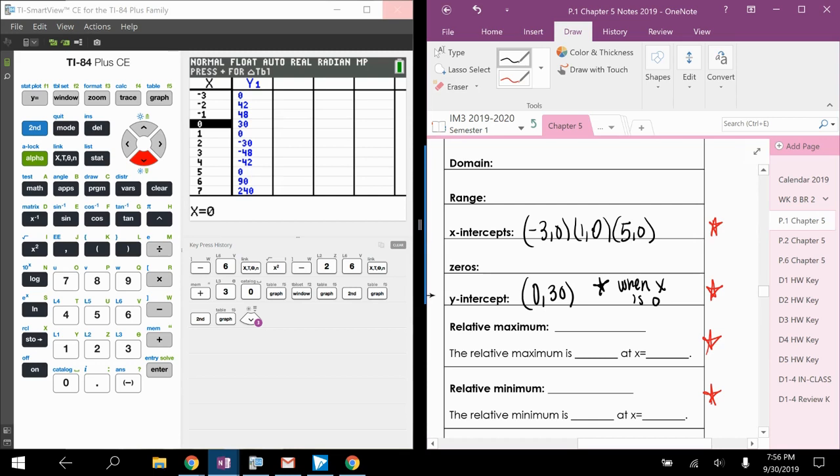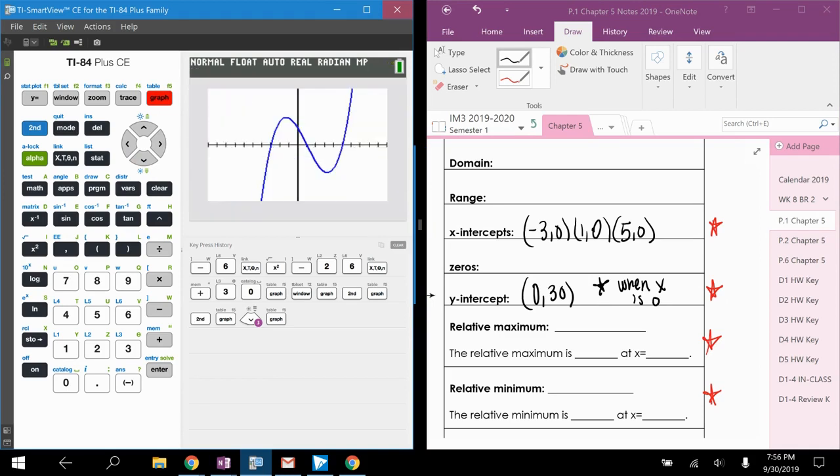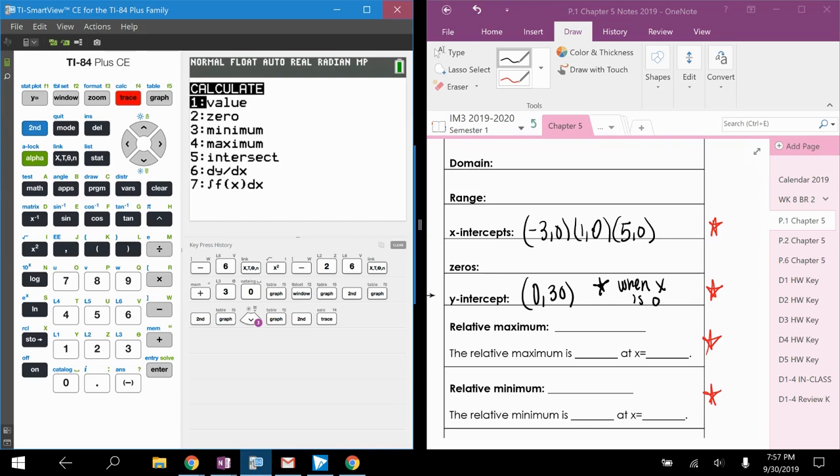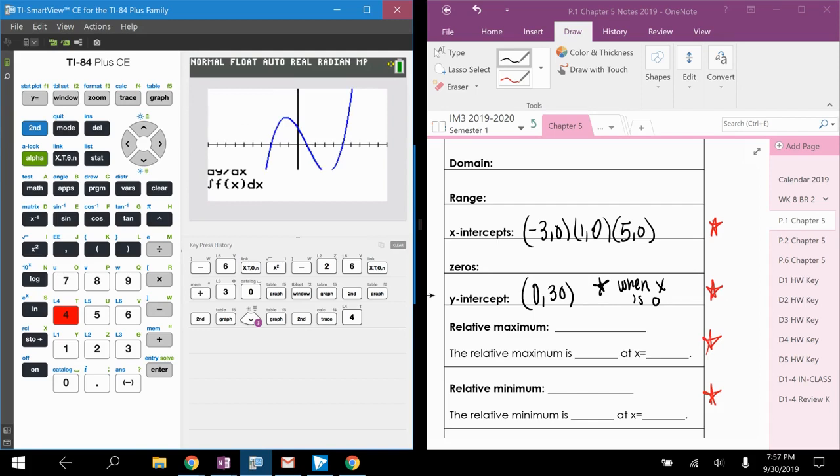Now we have to find our relative max and min. So go ahead and press graph again. When we press graph, we can see the whole picture here, and we're going to find our relative max. Remember, you have to press second, the blue button, then trace, and that allows us to find our relative max value. So we're going to press 4 for max.